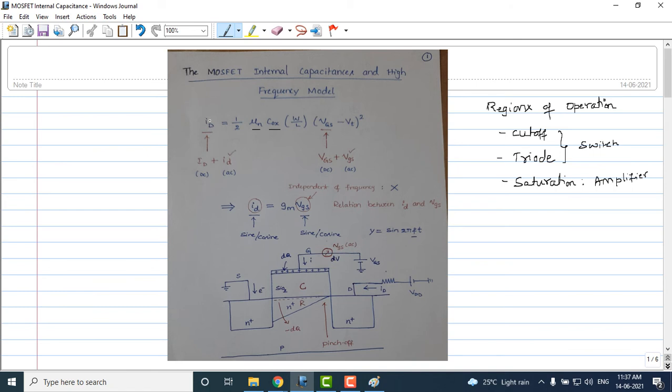The total drain current equation comprises again AC component and the DC component. So DC currents are denoted as uppercase letter and uppercase subscript. AC components are indicated as small letter with small subscript. So now drain current has got DC drain current and AC drain current. And even the similar change we can do for voltage also. There is a DC gate source voltage, as you can see the notation here, and AC gate source voltage.